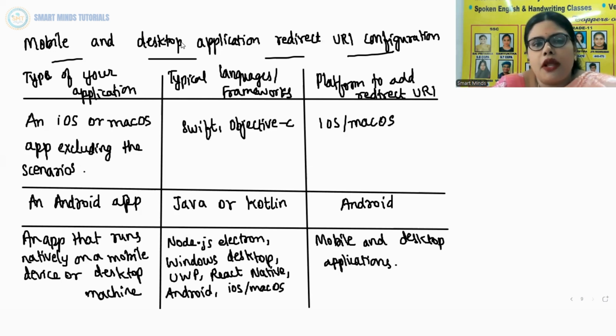And if the type of your application is an app that runs natively on a mobile device or a desktop machine, then the languages or frameworks used are Node.js, Electron, Windows Desktop, UWP, React Native, Android, iOS, or macOS. And over here, the platform used is mobile and desktop applications. So if you are building an iOS app using any one of the methods, then use the mobile and desktop applications platform to add a redirect URI.